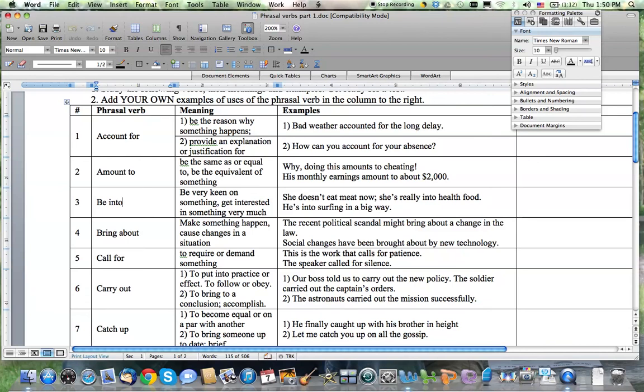To be into, or the opposite, to not be into something. Like someone might say, let's go to the movies, and you might say, I'm not really into going to the movies. That's not something that interests me.